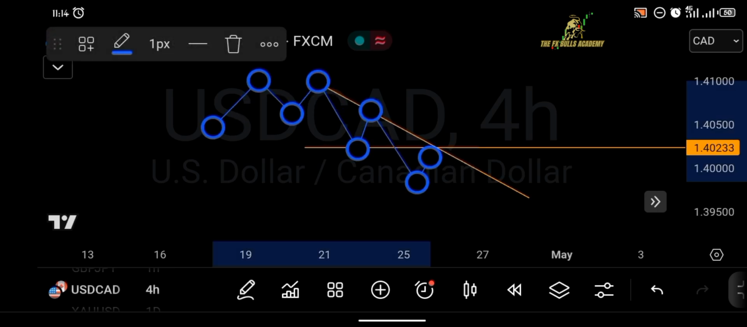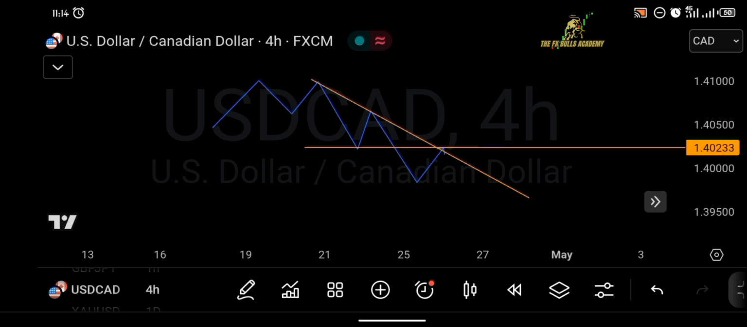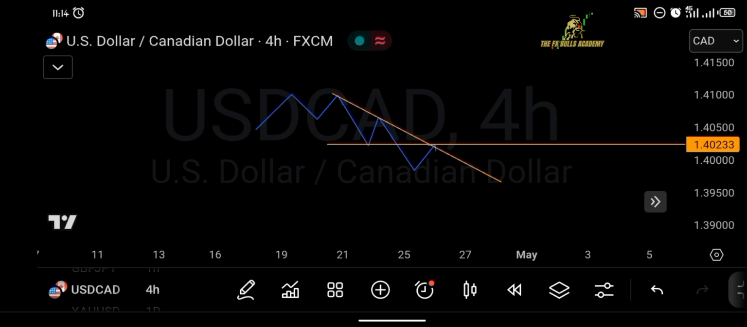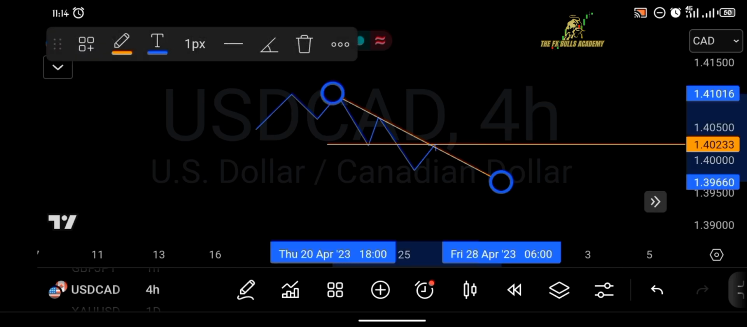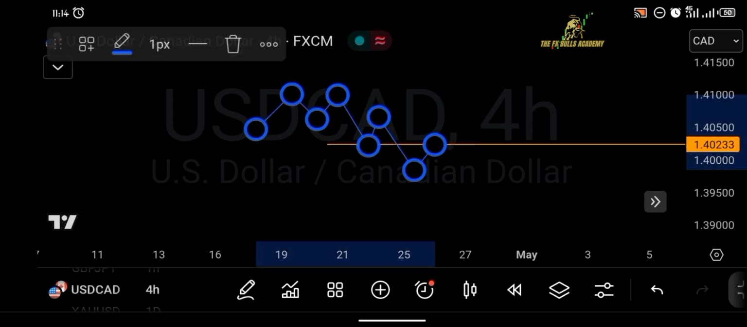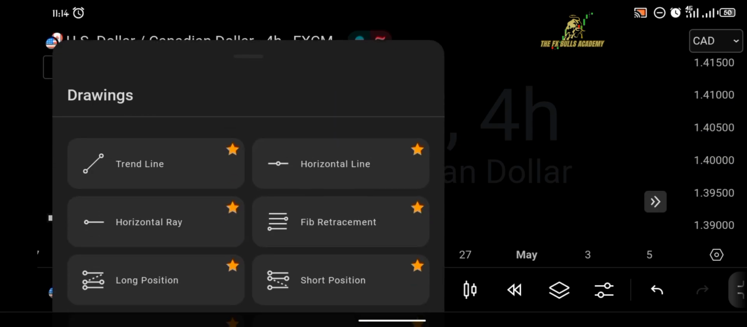Analyzing with phone is kind of hard, but I don't have any excuse. I have to do this for you guys so that I can be able to learn from this. So now, as you can see, this is how to use a trend line. You must have at least 2 highs or 2 lows before you can draw a trend line. Let me show you the reason why you must have 2 highs or 2 lows.